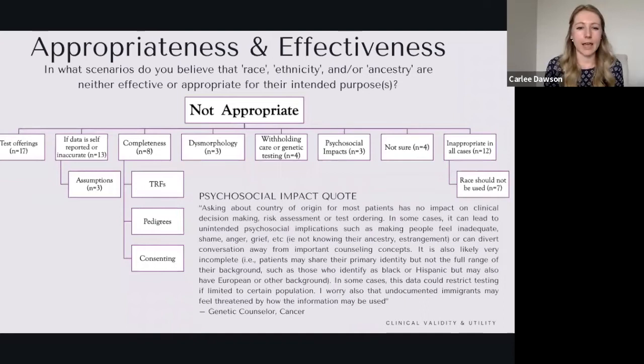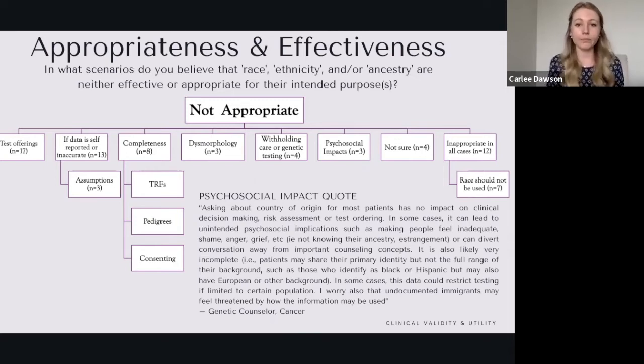And then looking at the psychosocial impact for patients, I won't read the full quote, but just looking at the second sentence saying, in some cases, it can lead to unintended psychosocial implications, such as making people feel inadequate, shame, anger, grief for not knowing their ancestry, being estranged, or even being adopted, and can divert the conversation away from important counseling concepts. Also, this participant shared that they worry that undocumented immigrants may feel threatened by how the information may be used.